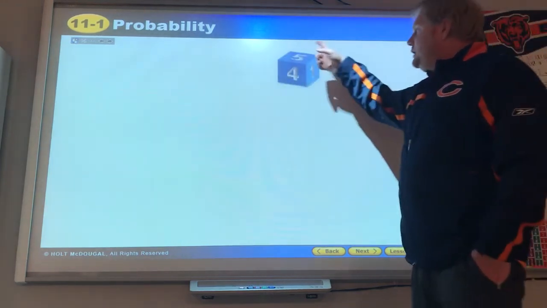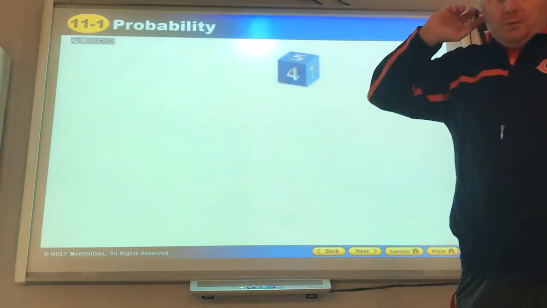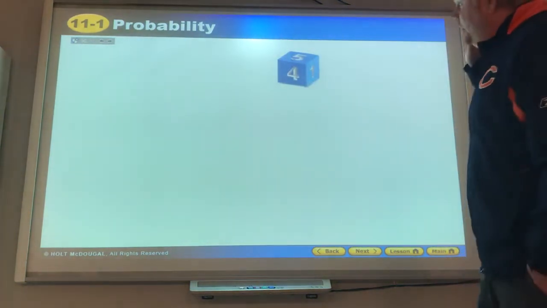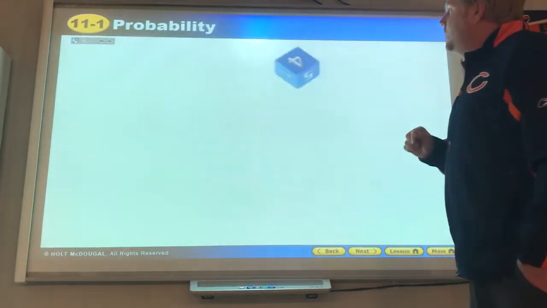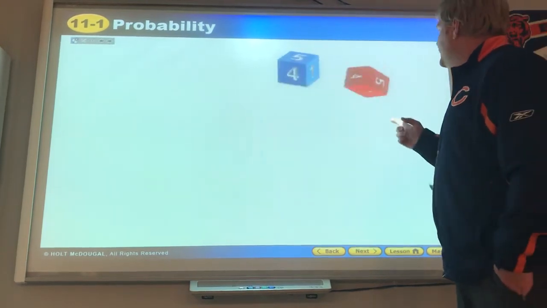We have a dice. They're going to call it a numbered cube, because dice is gambling, and oh my gracious, we can't have that in schools. All right. They even rolled it.